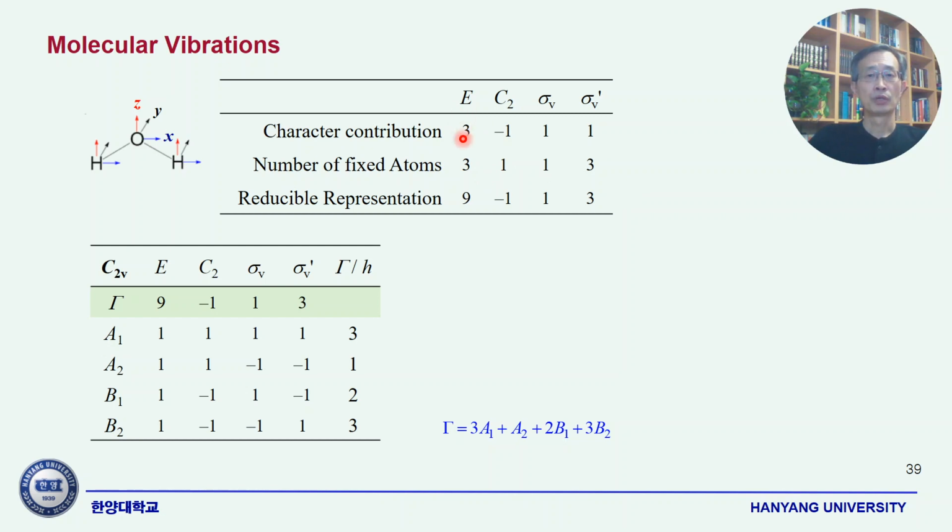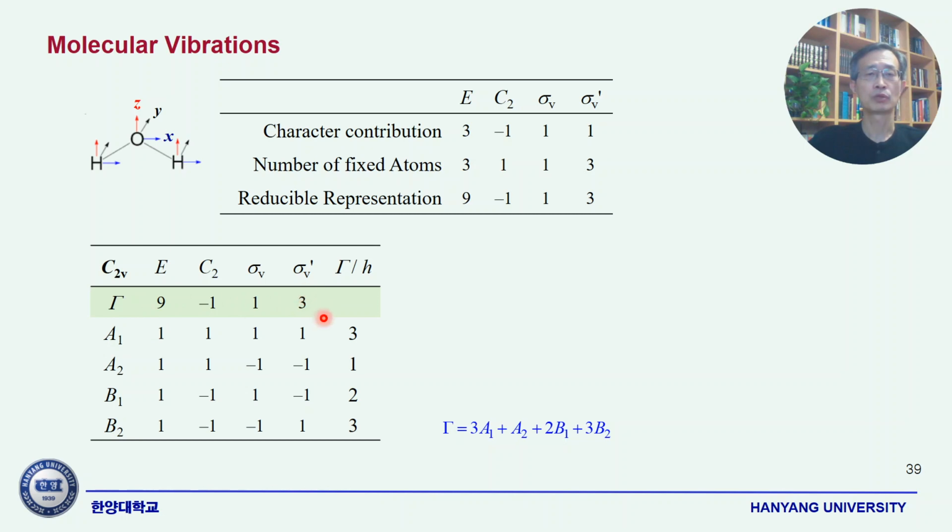So the contribution is 3 for each atom which does not change its position. So 3 atoms, 3 times 3 is 9. Now -1 times 1 is -1, 1 times 1 is 1, 1 times 3 is 3. So this is the kind of character contribution for the molecular motion. So the reducible representation is 9, -1, 1, 3. Then how this gamma is 9, -1, 1, 3.